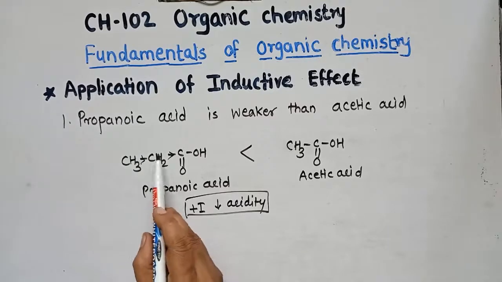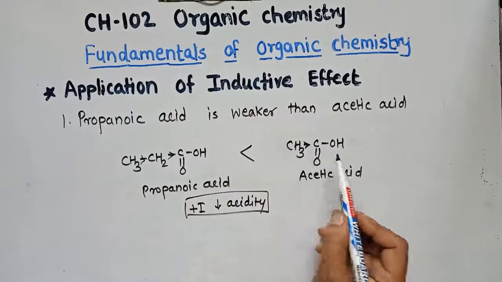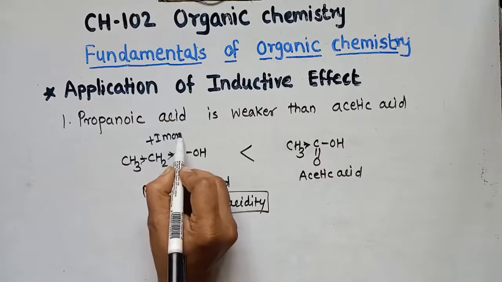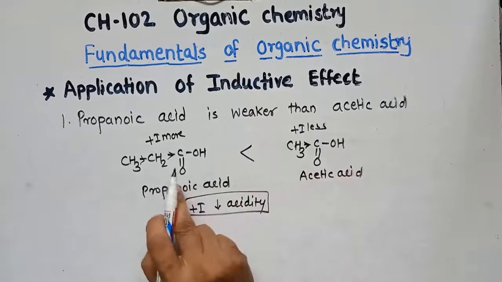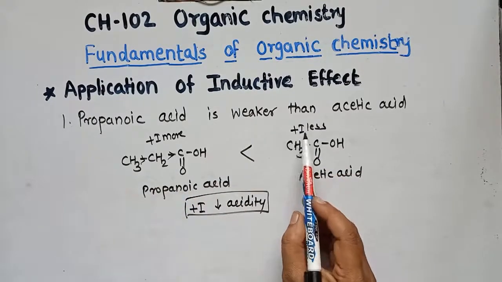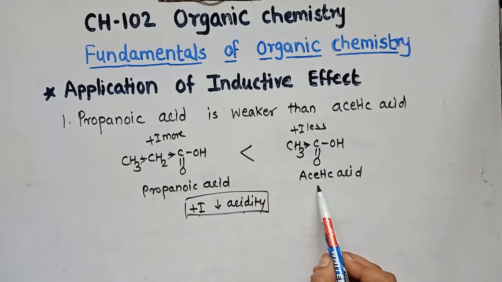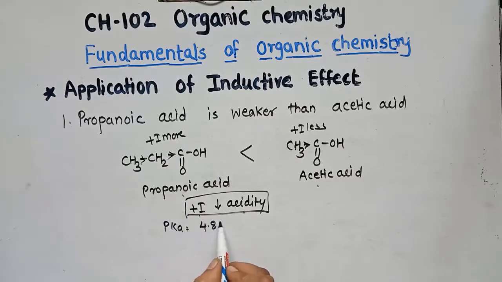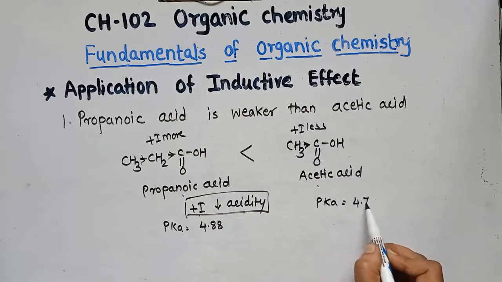So here the electron donating group, the ethyl group, is there. So it donates electrons to this side. Here only one methyl group is there. It donates electrons to this side. So in this case the plus I effect is more, and here the plus I effect is less as compared to this one. As the plus I effect is less, acidity is more. That's why acetic acid is a stronger acid than propanoic acid. And the pKa is 4.88 for propanoic acid, and the pKa for acetic acid is 4.76.